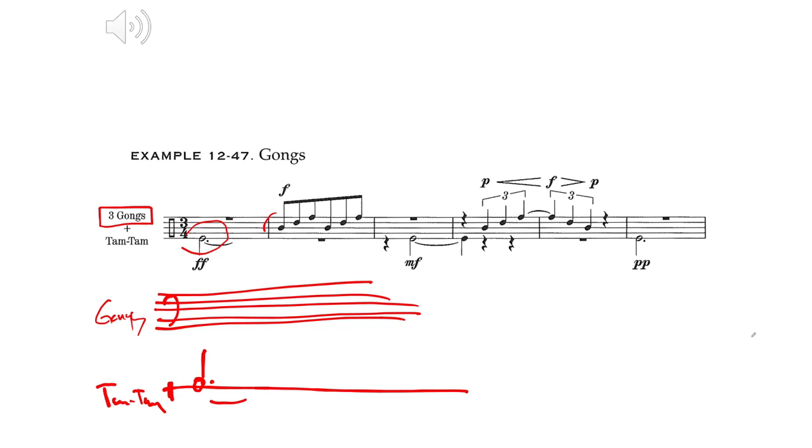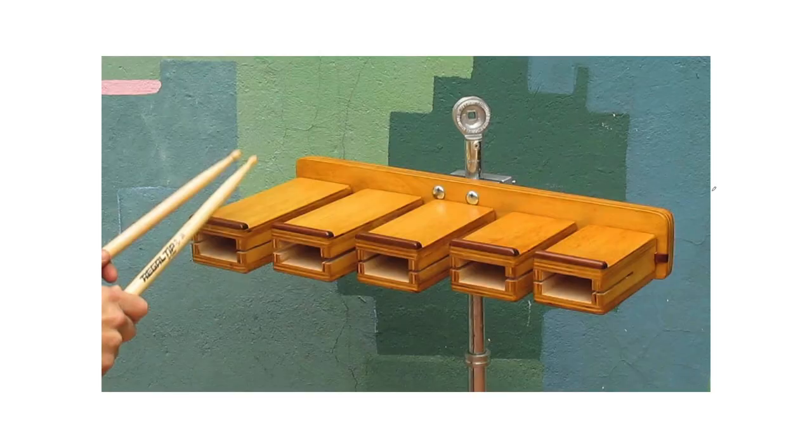In this example, the gongs were not usual gongs, I guess. They were something in between definite and indefinite pitch. Then we have wood blocks.